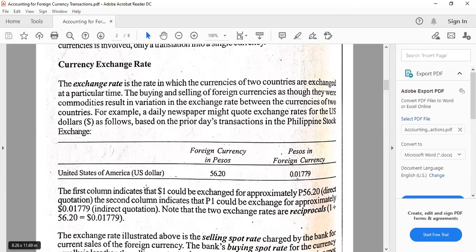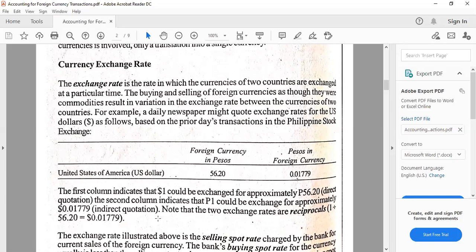If you say direct quotation, it is one foreign currency equals blank local currency. Our local currency here is clearly Philippine pesos, and our foreign currency is the US dollar. So if that is one foreign currency, or FC, equals blank LC, that's a direct quotation, assuming that we are in the Philippines. And then the indirect quotation is the reverse: 1 LC equals blank FC.